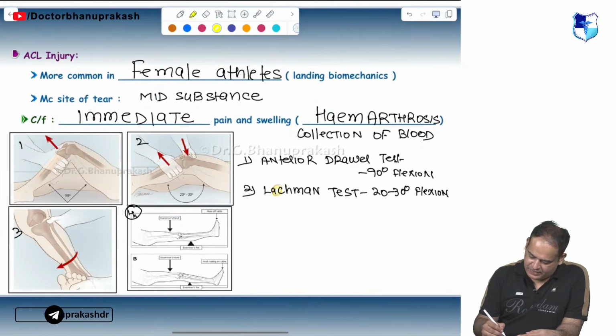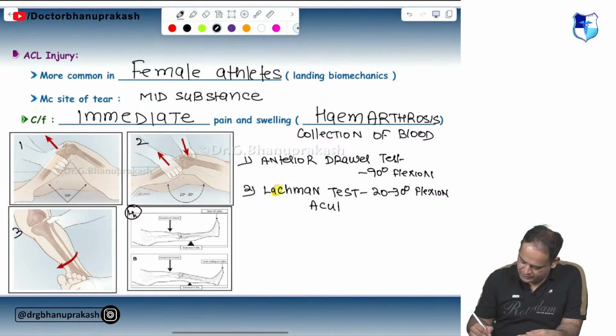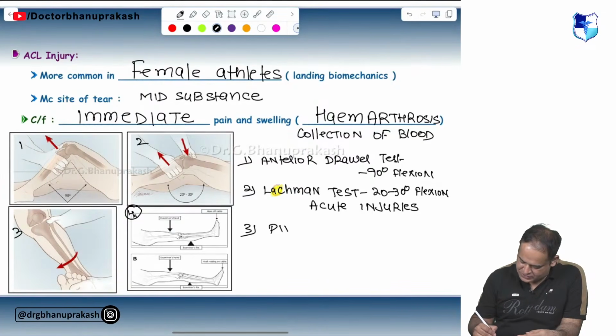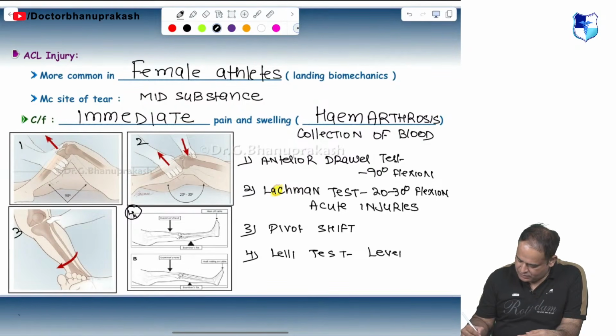Lachman test. You see, the word in Lachman is this. AC. AC means acute. Lachman. Acute. Fine. So this test can be done in acute injuries. Third test is pivot shift. And fourth is Lelli test, also called as lever sign.